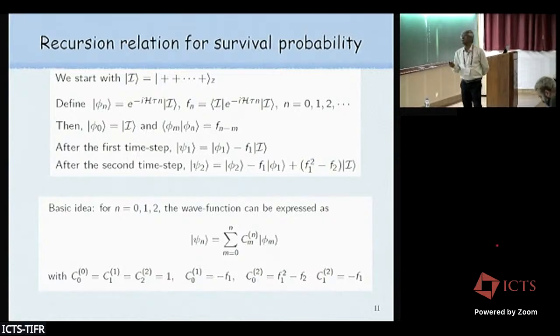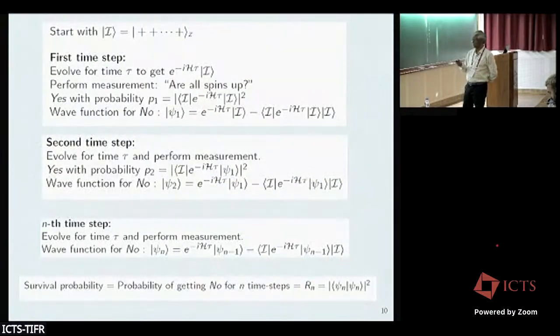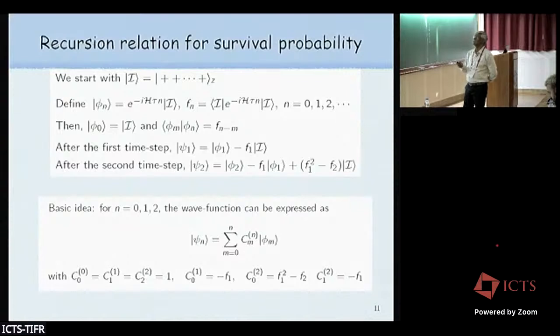So after the first time step, this psi1 is only phi 1, which is just e to the power minus iH tau operating on I, minus f1 times I, just from the previous slide. Just the same thing which I have written here, only introducing these new terms phi and f. So after the second time step, we will get a similar expression. Now note that psi1 can be written as a superposition of phi1 and I, which is phi 0. So it's a superposition of phi1 and phi 0. And psi2 is a linear combination of phi 2, phi 1, and phi 0.